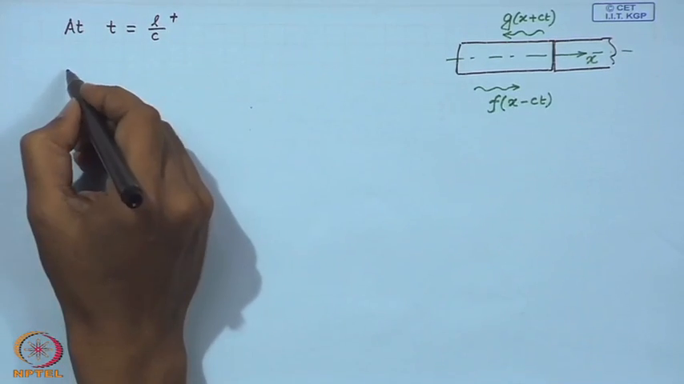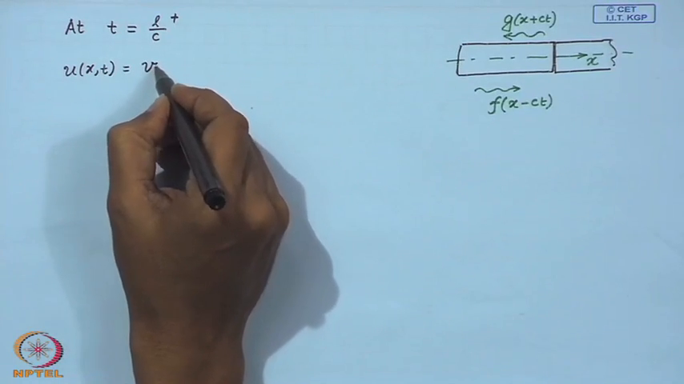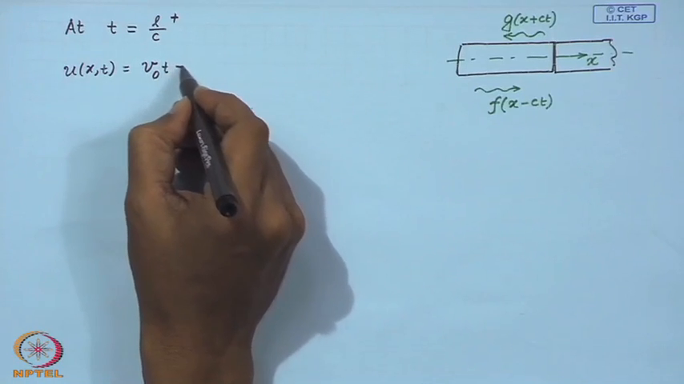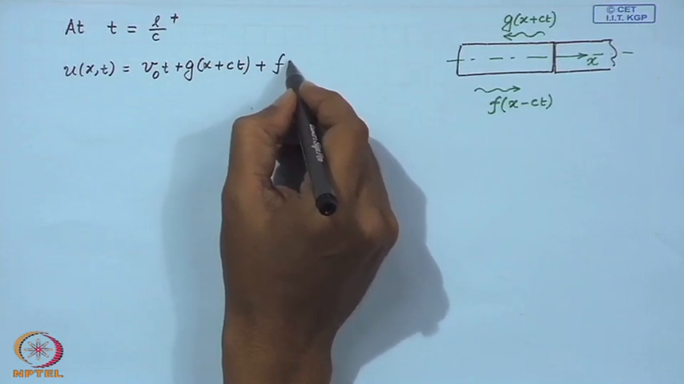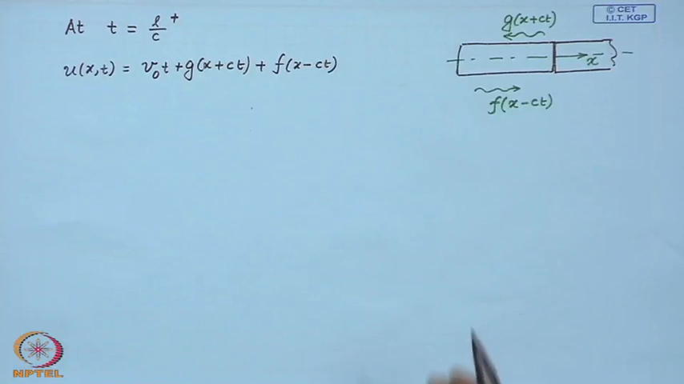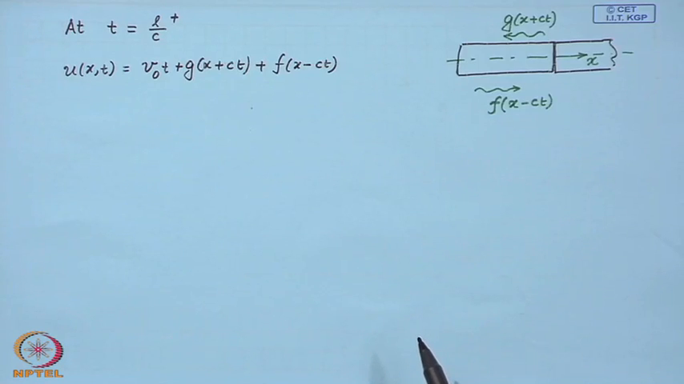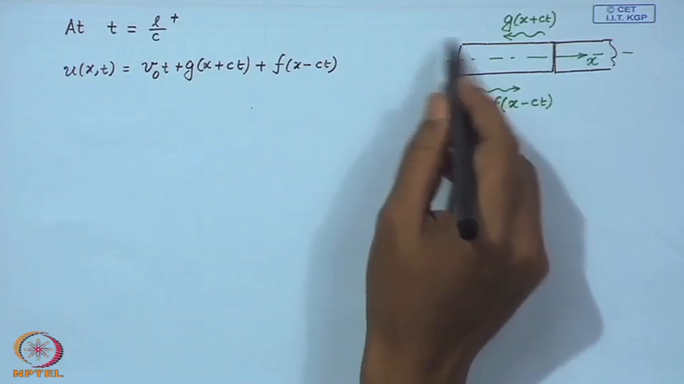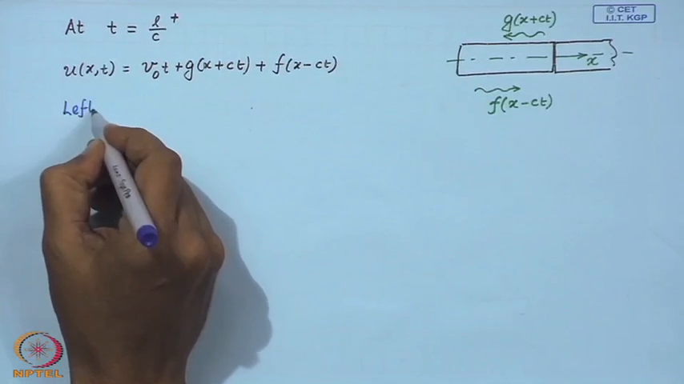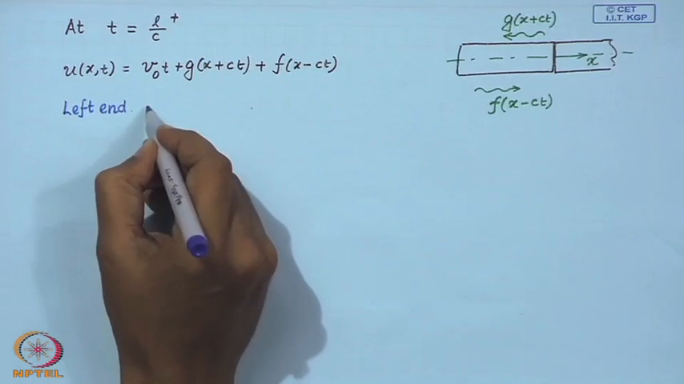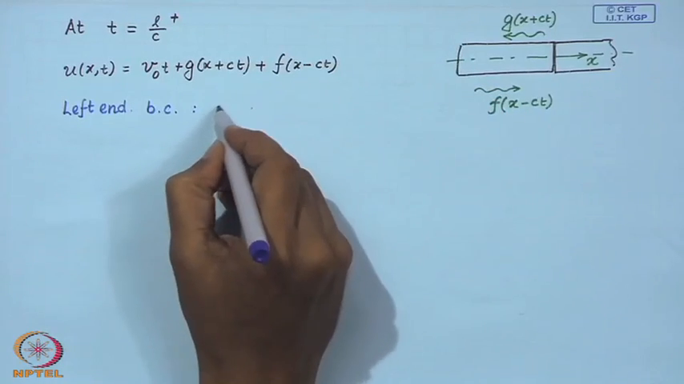So, therefore, we can now represent the wave field in the finite bar by this expression. Now, at the left end of the bar, the boundary condition.